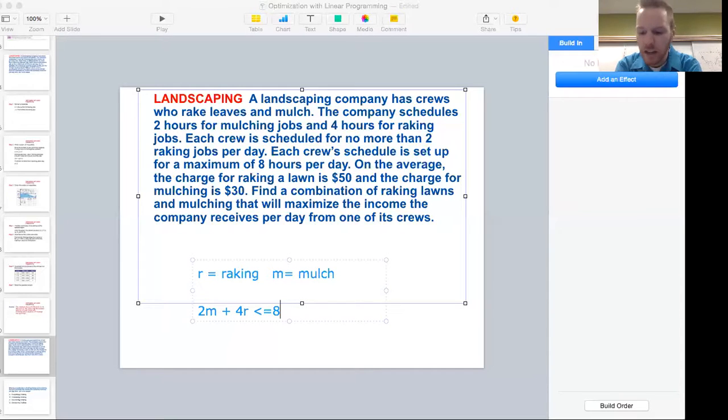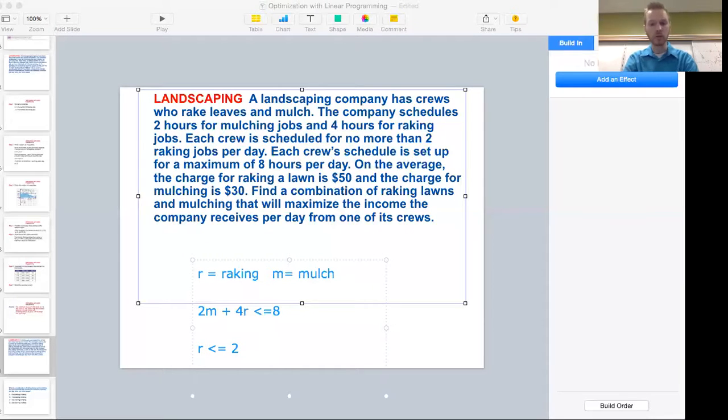All right, next I'm going to come up with another inequality. If I'm reading this correctly, I'm not allowed to have more than 2 raking jobs per day, okay? Not sure why, but I think you can kind of see it, because raking jobs take the most hours, right? You can't do more than 2 because that's more than the 8 hours you're allowed per day. So there's a reason for that. But anyway, raking jobs would have to be less than or equal to 2, all right?